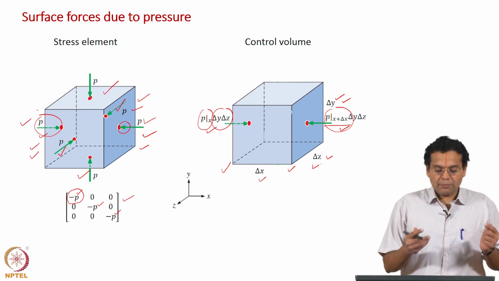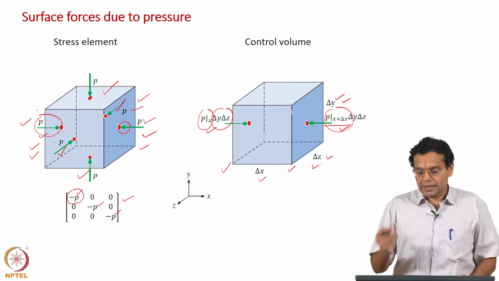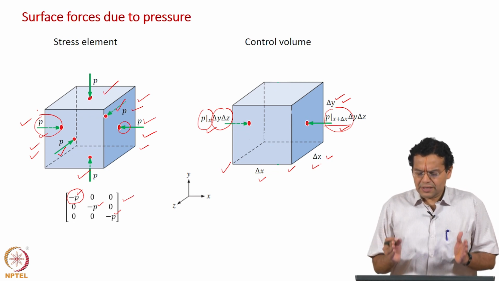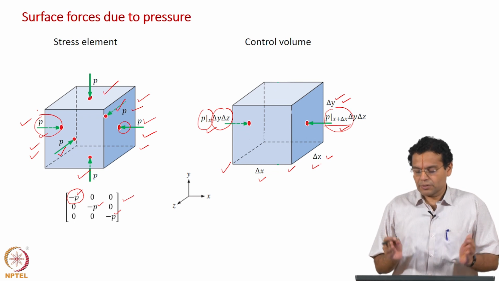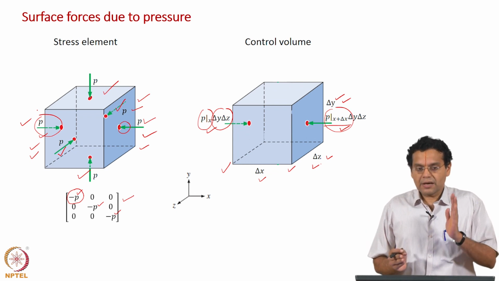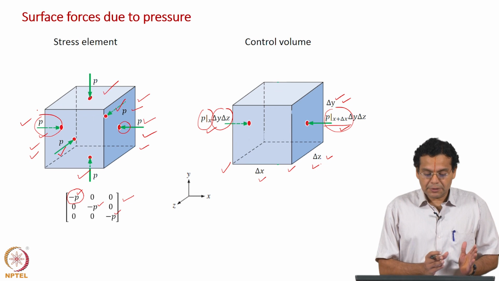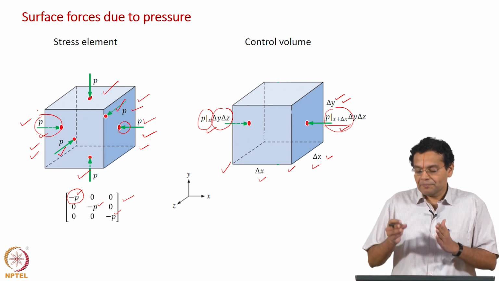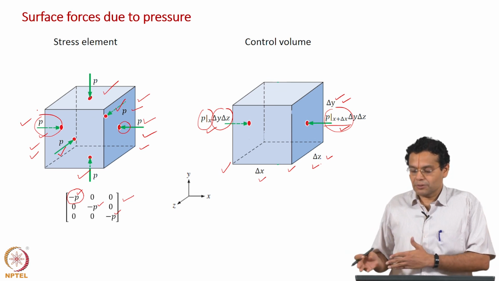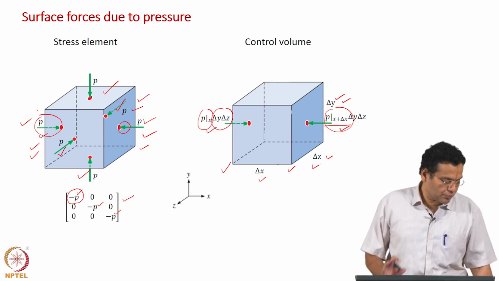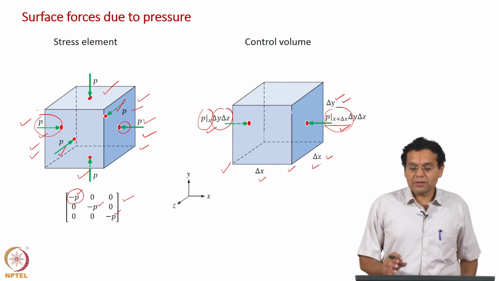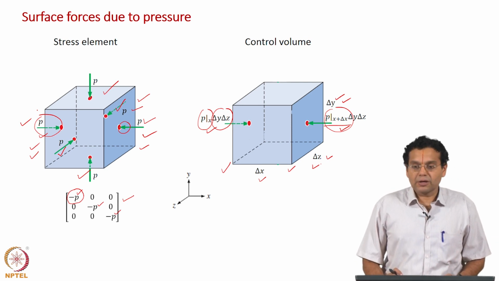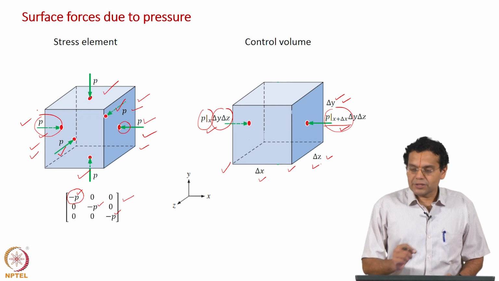We are representing both faces using P, but on the right hand side in a control volume we account for the difference in the spatial location, one is at x, one is at x plus delta x, and so we have the same sign convention. Remember, the same sign convention is used, but taking into account the variation of pressure with spatial location. Okay, that is the difference. Now, if you understood this, it becomes easier to understand the next slide for forces due to viscous stresses.